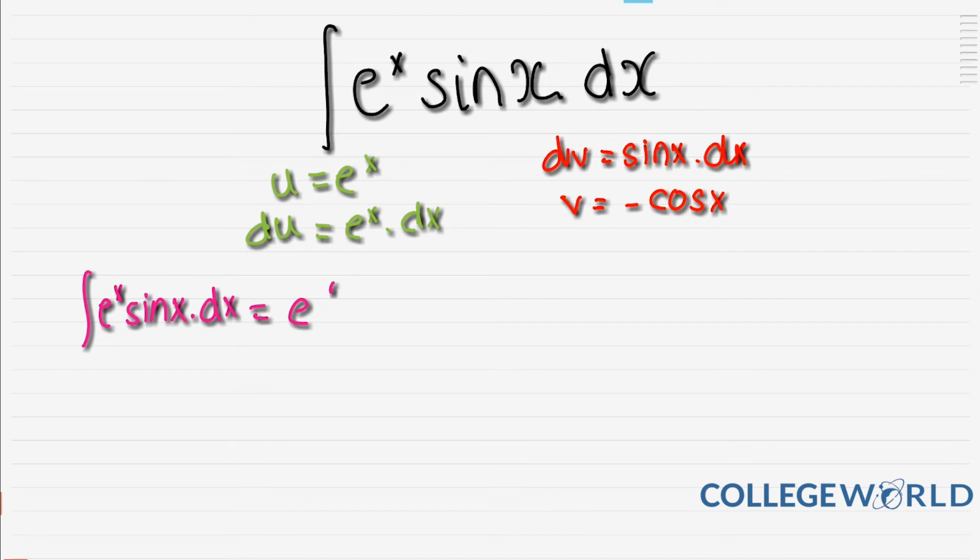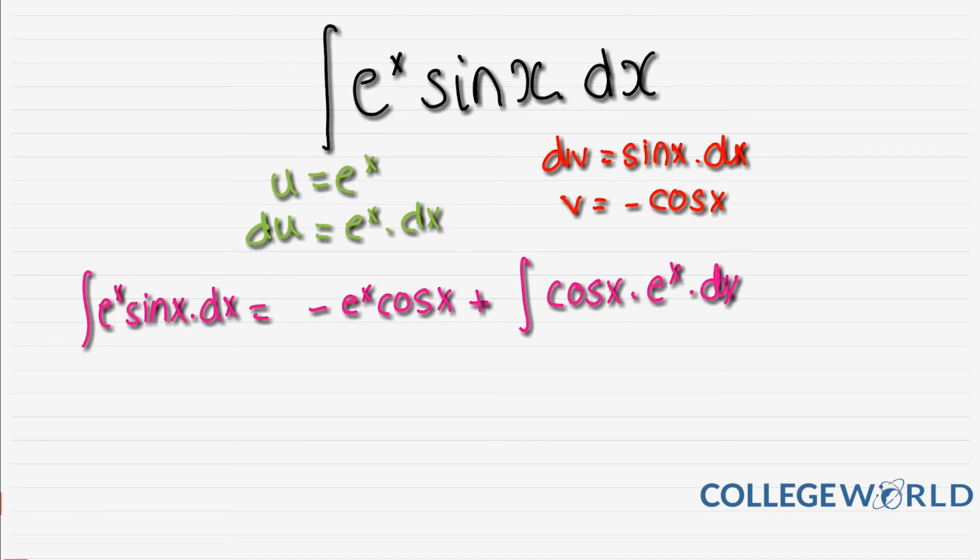Now if we write it out, the integral of e to the x sine x dx is going to equal uv, which is negative e to the x cosine x, minus the integral of v du, so plus cosine x times e to the x dx. So now what we did is we're stuck again. So what we do is we repeat.